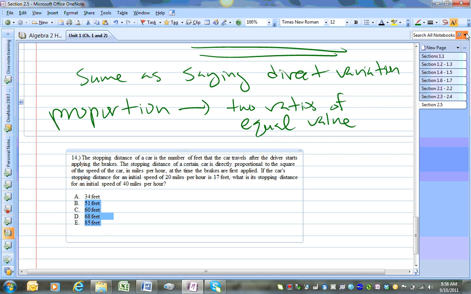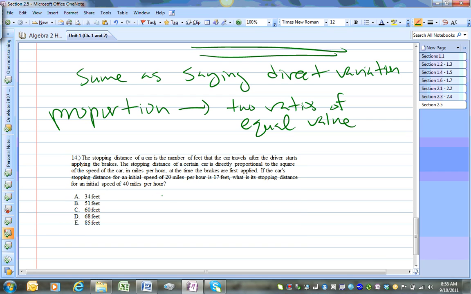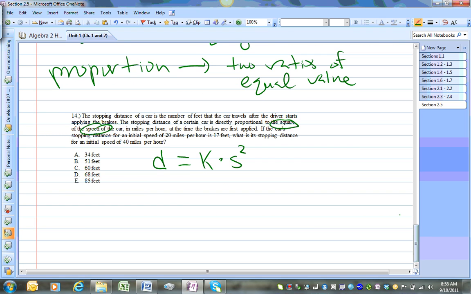There we go. Okay, you're told the stopping distance of a car is the number of feet that the car travels after the driver starts applying the brakes. Stopping distance is directly proportional to the square of the speed of the car. So that means that if we call it stopping distance d, and the speed, we'll call it s, it's going to go k times, now careful here, s squared, because the square of the speed of the car. So it means that k equals d over s squared.